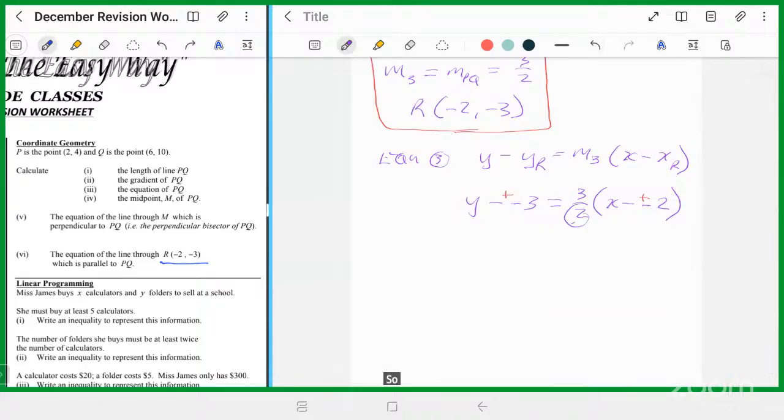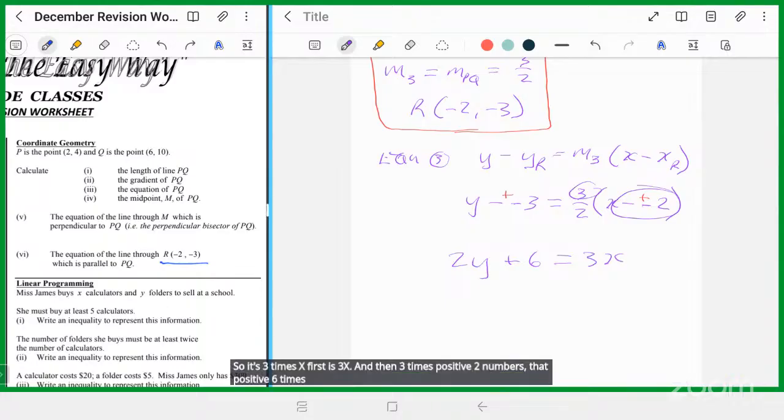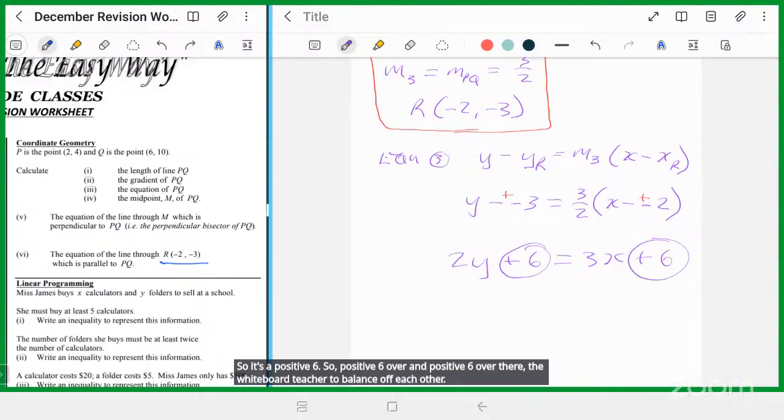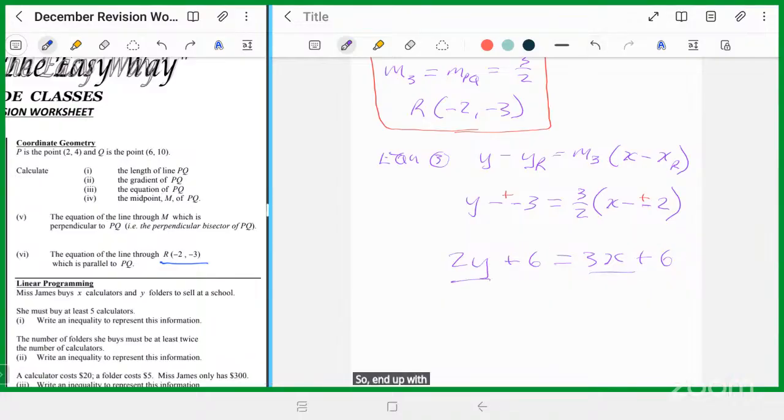You're taking this 2 and multiplying it over here, by this y plus 3. So it's going to become y times 2 first is 2y, and then 2 times positive 3 is positive 6. Equals, take this 3 now and multiply it inside this bracket. So 3 times x first is 3x, and then 3 times this positive 2 is positive 6. So positive 6 over here and positive 6 over there wipe out each other, balance off each other. So we end up with just 2y equals 3x.